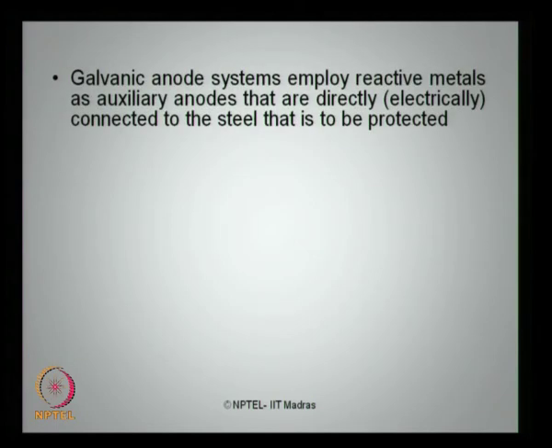Let us look at the sacrificial anode or galvanic anode technique first. The galvanic anode systems employ reactive metals as auxiliary anodes that are directly connected to the steel which is to be protected. So the member or the steel surface which I am interested in protecting should be made a cathode, and I am introducing an additional member, which is a galvanic anode system, made deliberately an anode.